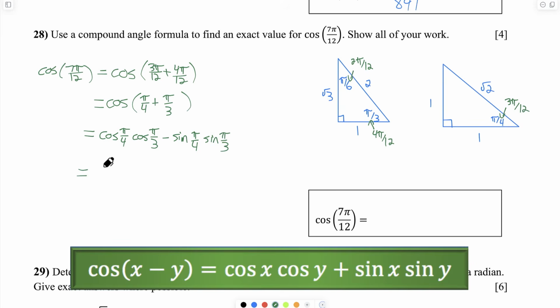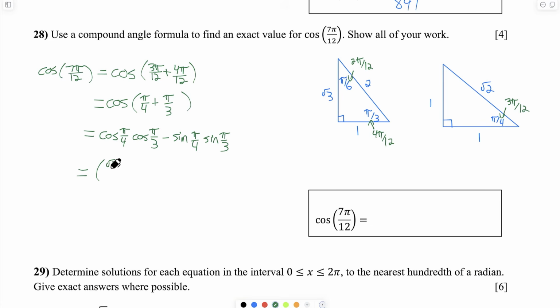Cosine of pi over 4 is 1 over root 2. I'm going to write the rationalized version of that, root 2 over 2. Cos of pi over 3 is 1 over 2. Sine of pi over 4 is root 2 over 2. And sine of pi over 3 is root 3 over 2.